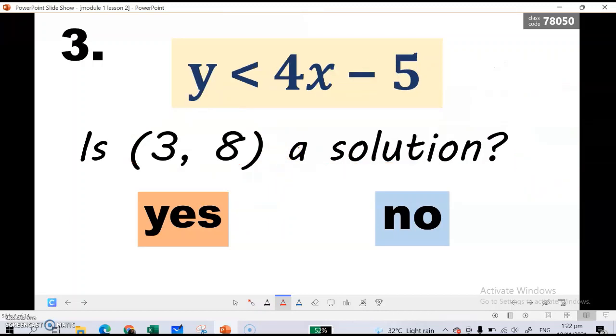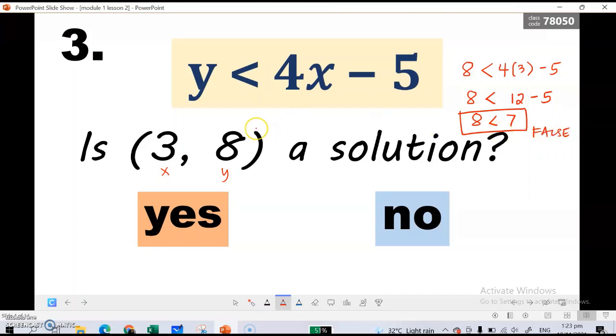Okay? And then last, we have here the inequality y is less than 4x minus 5. Is the ordered pair 3 and 8 a solution? So, this is our x, 3. Ang y natin ay 8. Substitute natin ngayon. So, y, so that would be 8, is less than 4x. So, 4 times 3 minus 5. 8 is less than 12 minus 5. 12 minus 5 is 7. 8 is less than 7. Is this true or false? Mas mababa daw si 8 kaysa kay 7. So, this is a false statement.